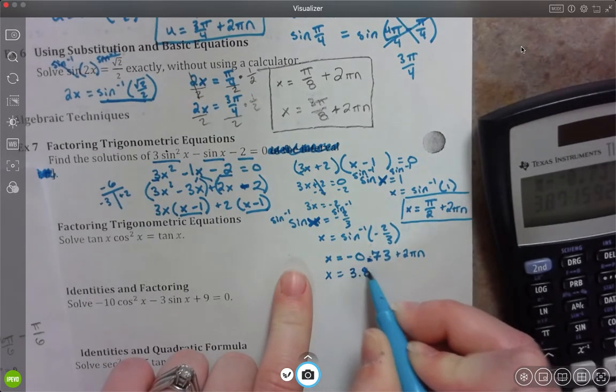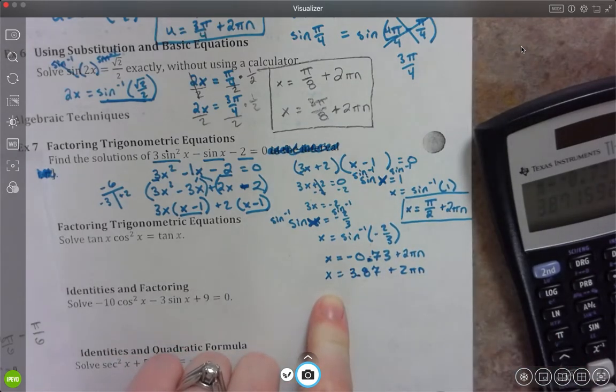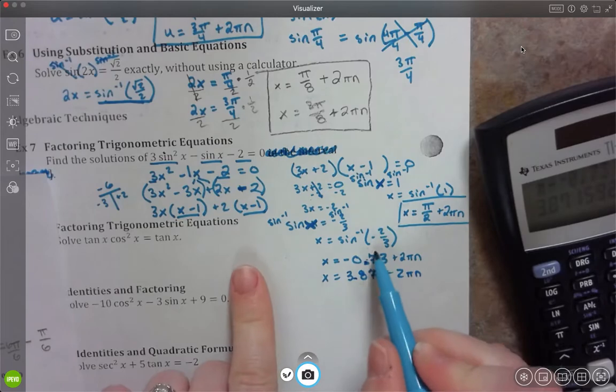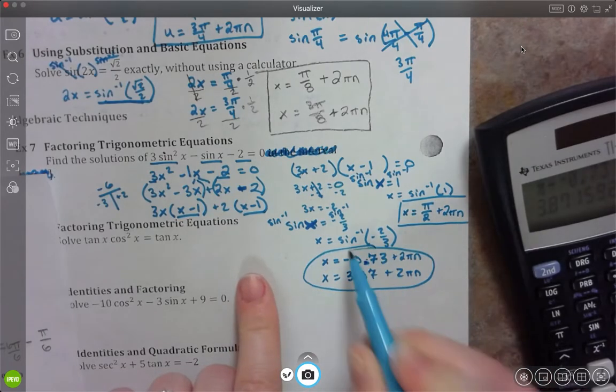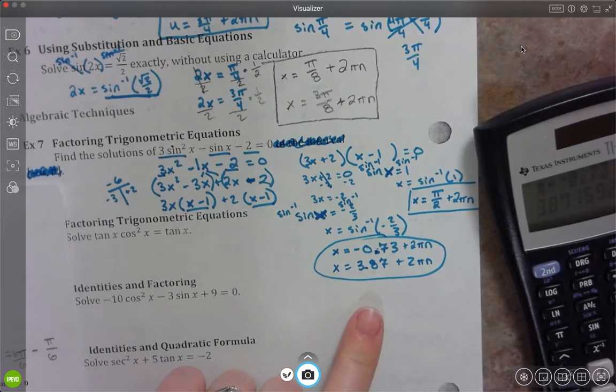3.87 plus 2 pi n. Okay, and that will be my next, or my second answer. So just like what we were doing before, except we have to work a little bit harder to get to that point. Okay, all right, this one goes a little bit faster.